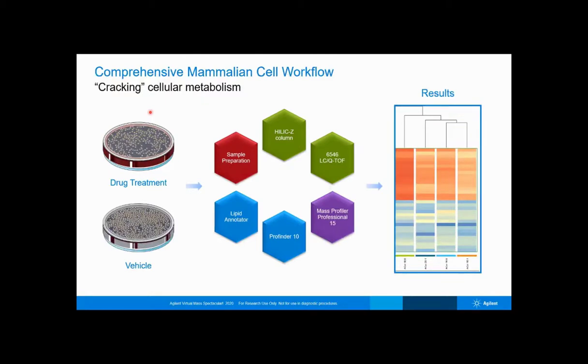The comprehensive mammalian cell workflow we used to assess methotrexate treatment of K562 cells included a variety of Agilent Technologies solutions, including the described dual metabolite plus lipid sample prep workflow, sample analysis using Helix Z liquid chromatography, the 6546 LC Q-TOF, and analysis using MassHunter software, including Lipid Annotator, Profinder, and Mass Profiler Professional.